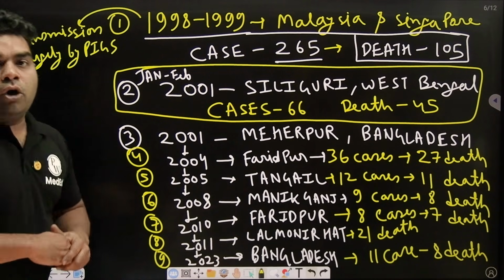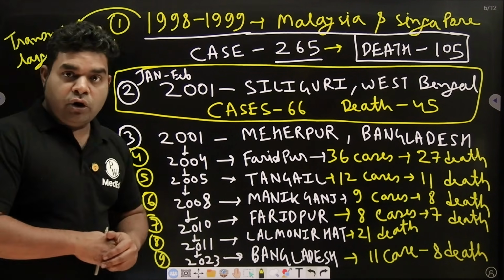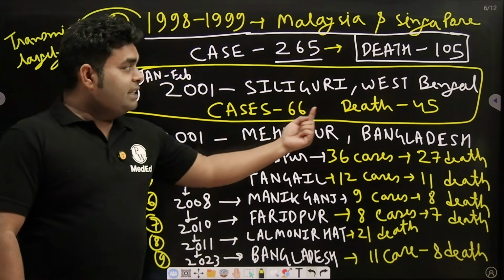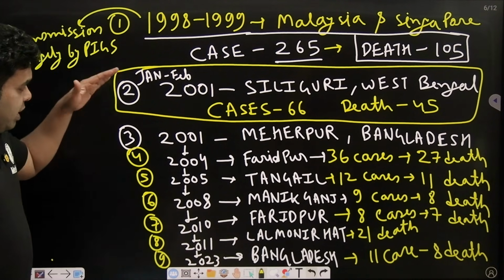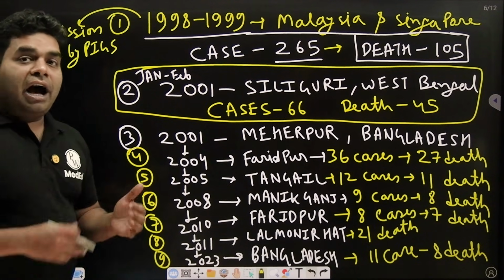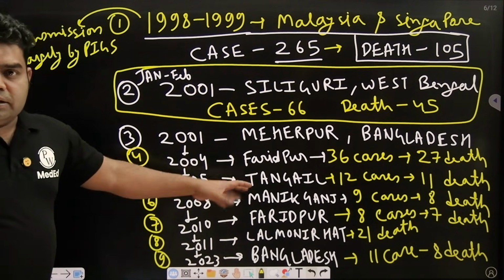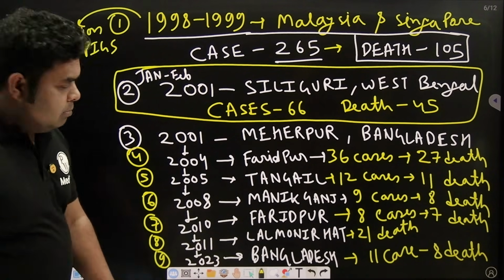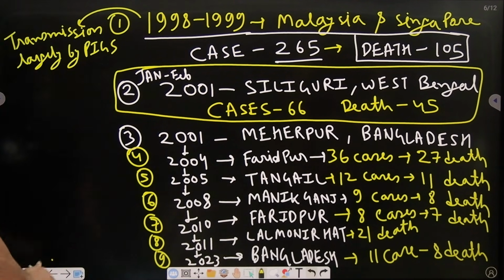Then the second epidemic occurred in 2001, in the January-February winter season, in Siliguri, West Bengal, where the cases were 66 and deaths were 45. After this, there were more than 7 epidemics which occurred almost every winter in Bangladesh in different areas, causing some 50% death in the cases. But the cases and deaths you can see are not too many, okay, but still problematic.